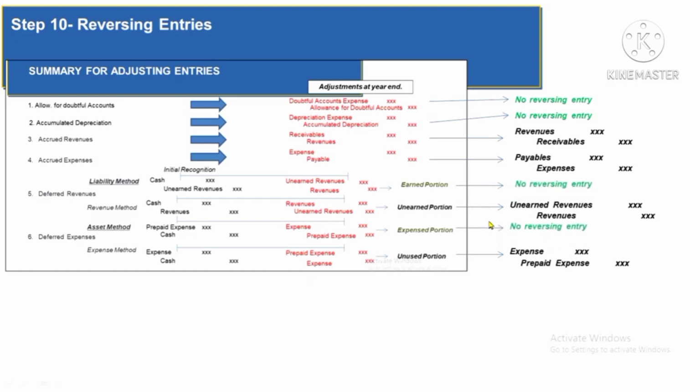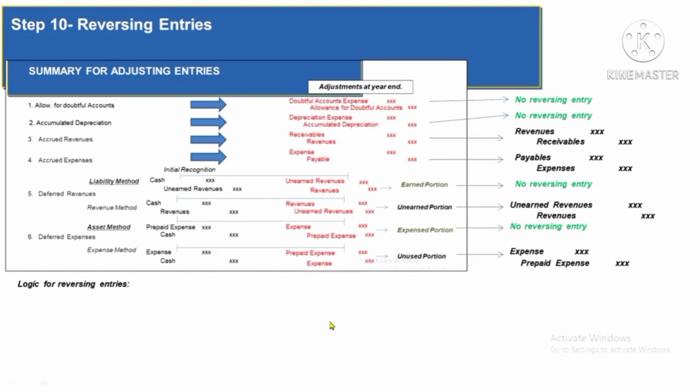Now, let's answer the question: when will you prepare the reversing entries? Reversing entries are prepared at the beginning of the next year. And that's it for step 10. However, some of you might be wondering, why do we need to make reversing entries? To answer that, let's have an illustration.